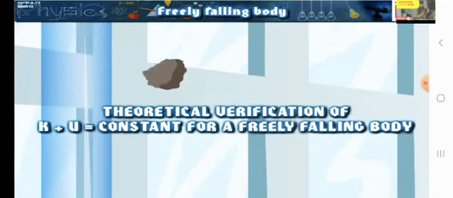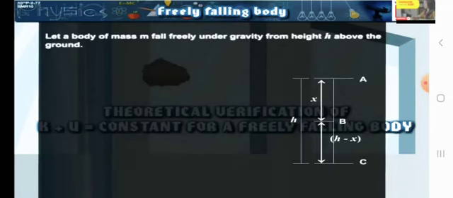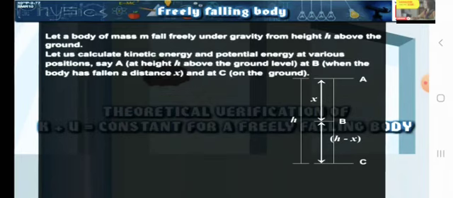Freely falling body. Theoretical verification of K plus U is equal to constant for a freely falling body. Let a body of mass m fall freely under gravity from height h above the ground. Let us calculate kinetic energy and potential energy at various positions, say A, at height h above the ground level, B, when the body has fallen a distance x, and C, on the ground.